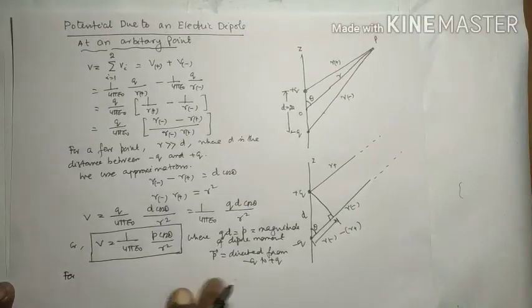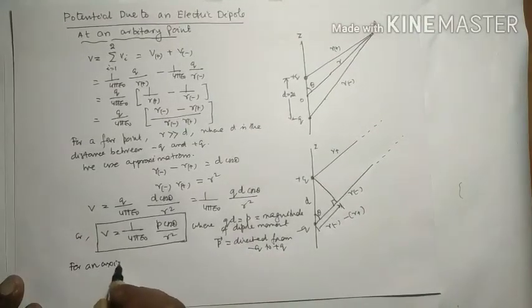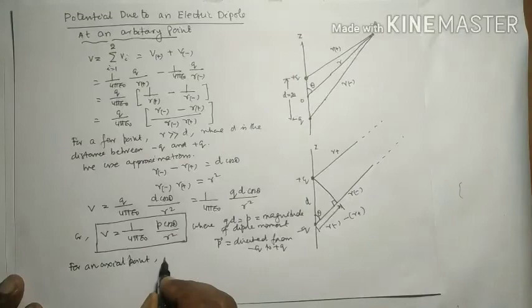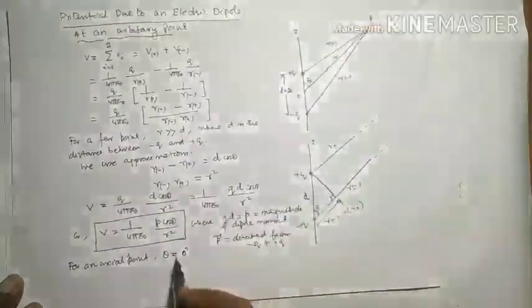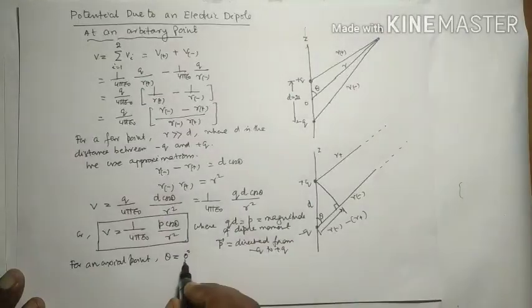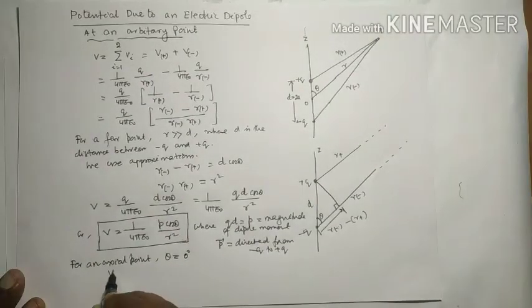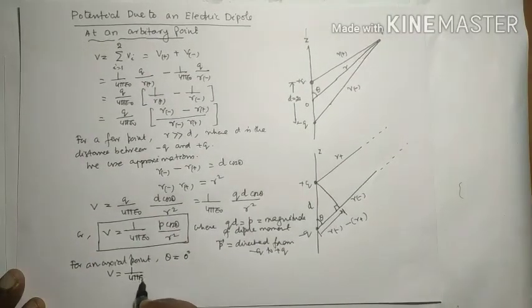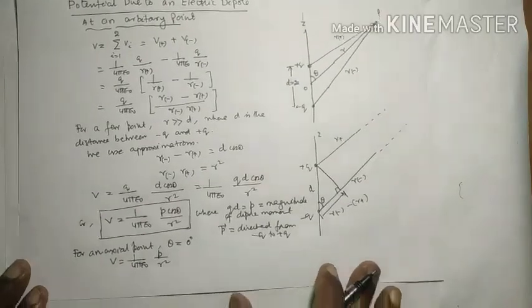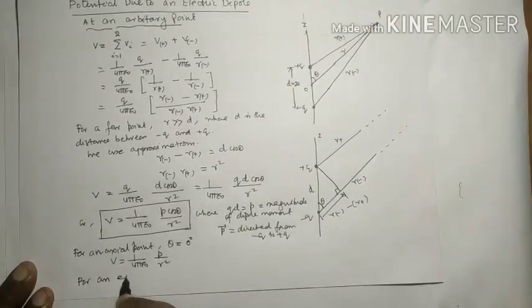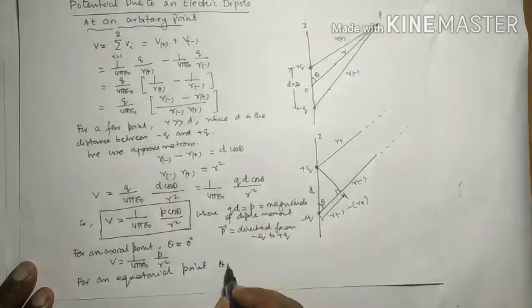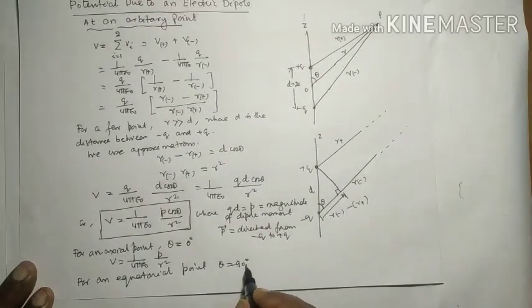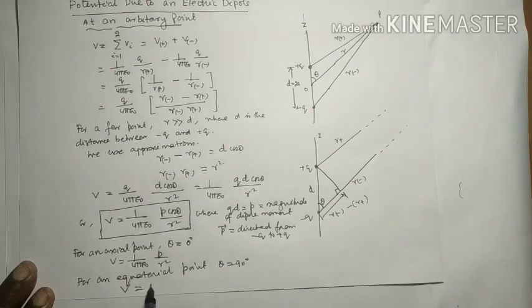For an axial point, when point P is along the z-axis, theta equal to 0 degree. So cos 0 degree is 1. So V equal to 1 by 4 pi epsilon 0 p by r square. For an equatorial point, theta equal to 90 degree. So cos 90 degree is 0. So V equal to 0.